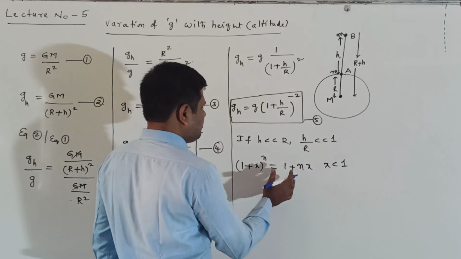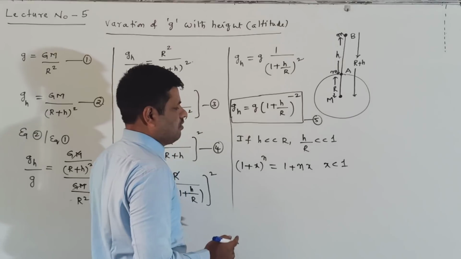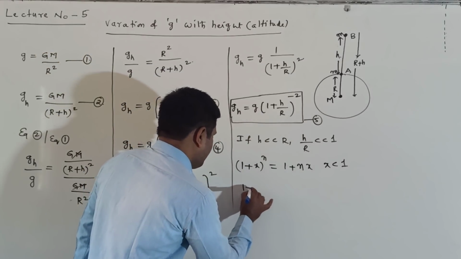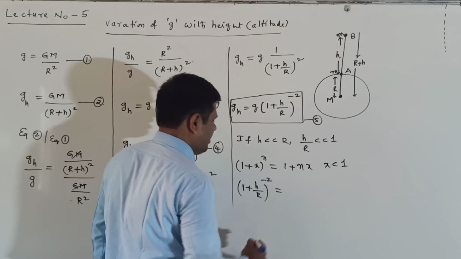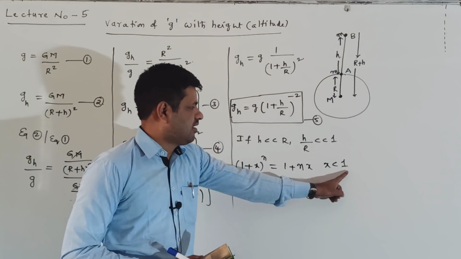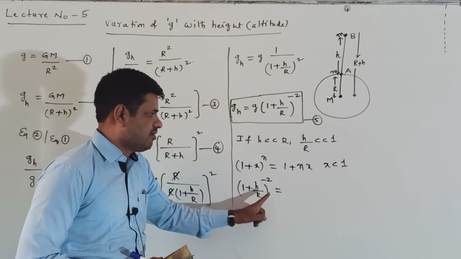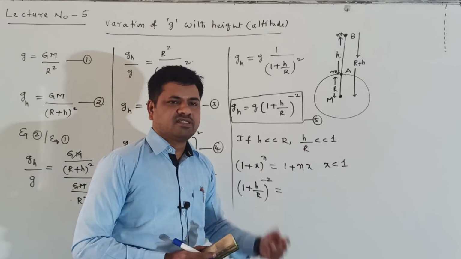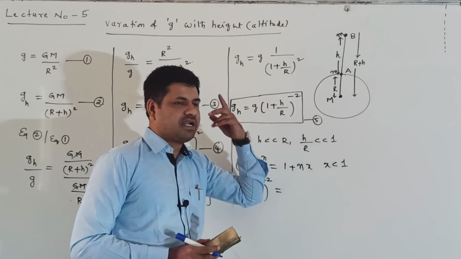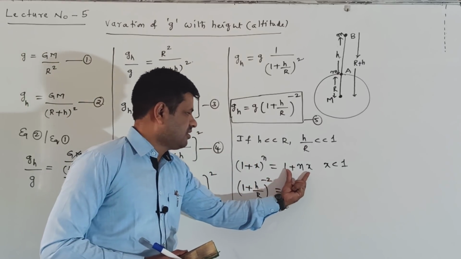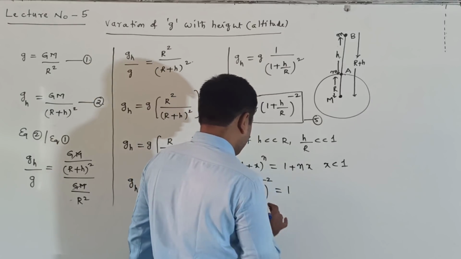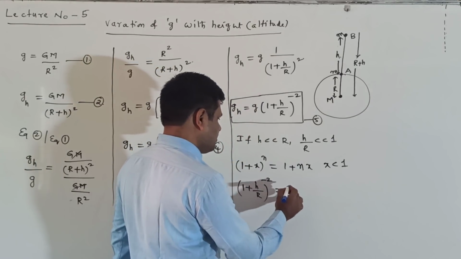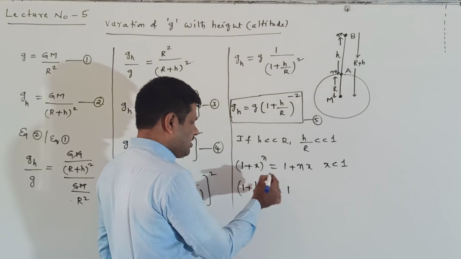Now using this formula, I am expanding this one: (1 plus h by r) whole power of minus 2. Here x is less than 1, and in the place of x, h by r is there. That x is less than 1, h by r also less than 1, means it is satisfying the condition. So we can write it in the form 1 plus nx. In the place of n, minus 2 is there.